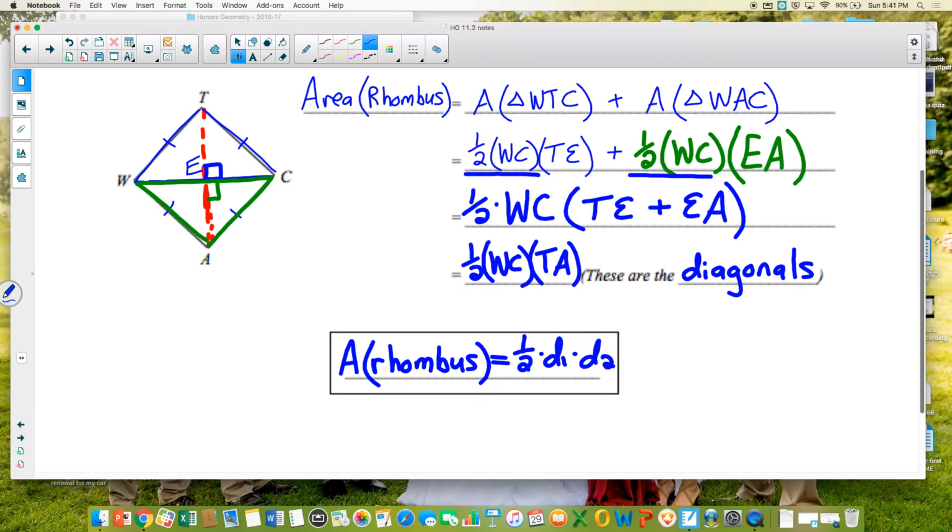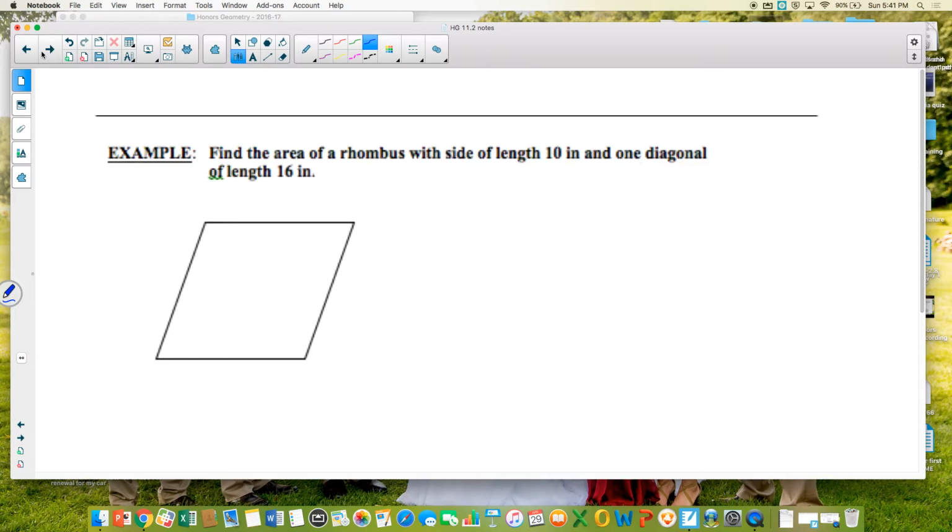You will not have to know that little mini proof there. You will have to know this, whatever's in the box. You will have to know how to find the area of a rhombus. Right. And then last part, last example. Find the area of the rhombus with side of length 10 inches and one diagonal of length 16 inches.